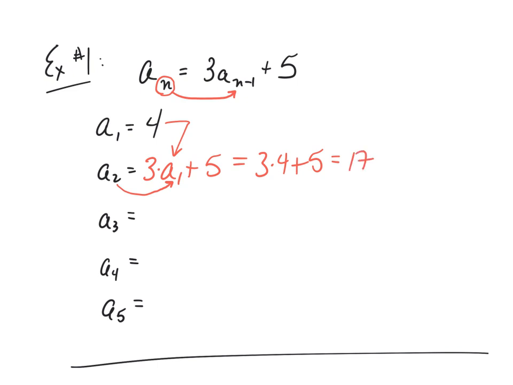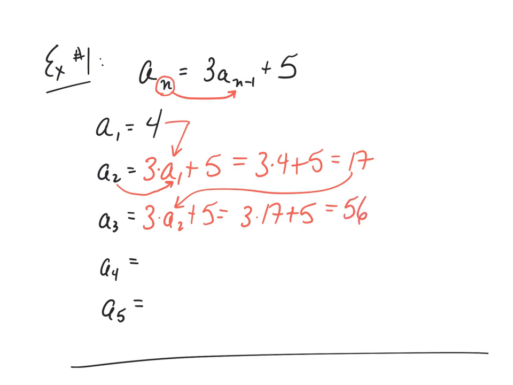But what's a sub 3 then going to be? Well, that will then be 3 times a sub 2, the previous term, plus 5. But now what's the previous term? The previous term, a sub 2, is 17. So now my third term is going to be 3 times 17 plus 5. 3 times 17 is 51, plus 5 is 56.